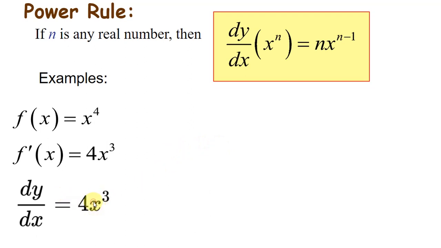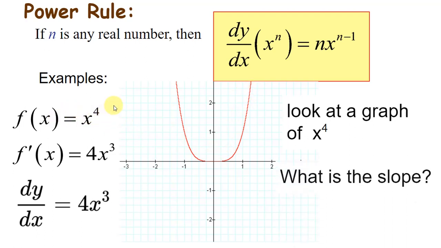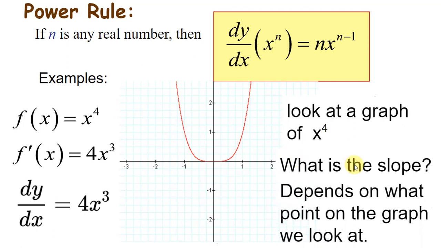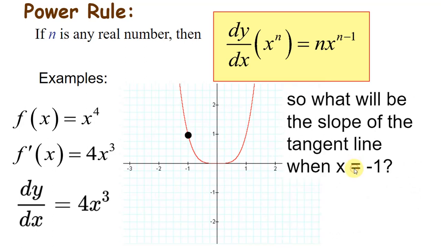So I want to take a look at a graph of x to the 4th. This is x to the 4th. Now mind you, that's what we started with. Now say I want to find the slope at a particular point. And the point I'm going to pick is x equals -1. Now if you take -1 and plug it in there, -1 to the 4th power is going to be 1, so you can see where this point is.